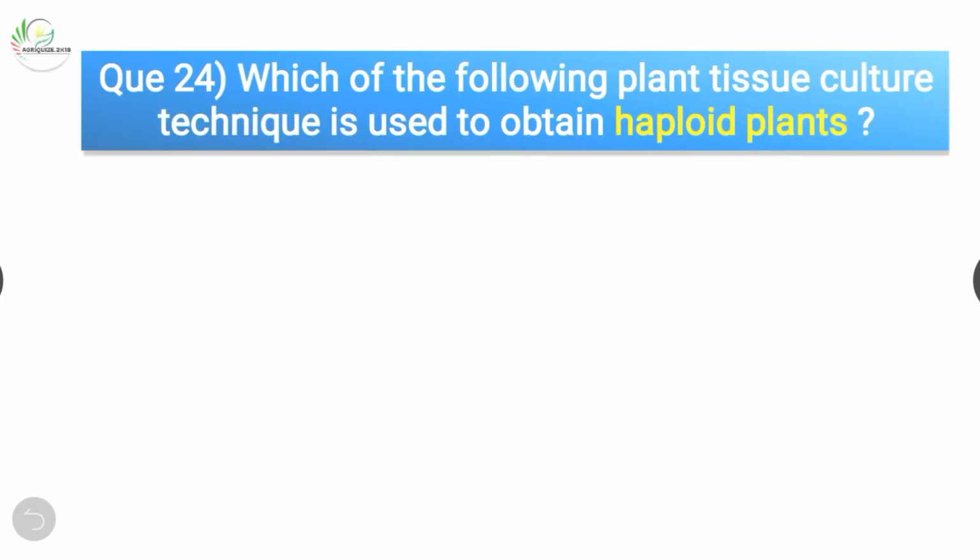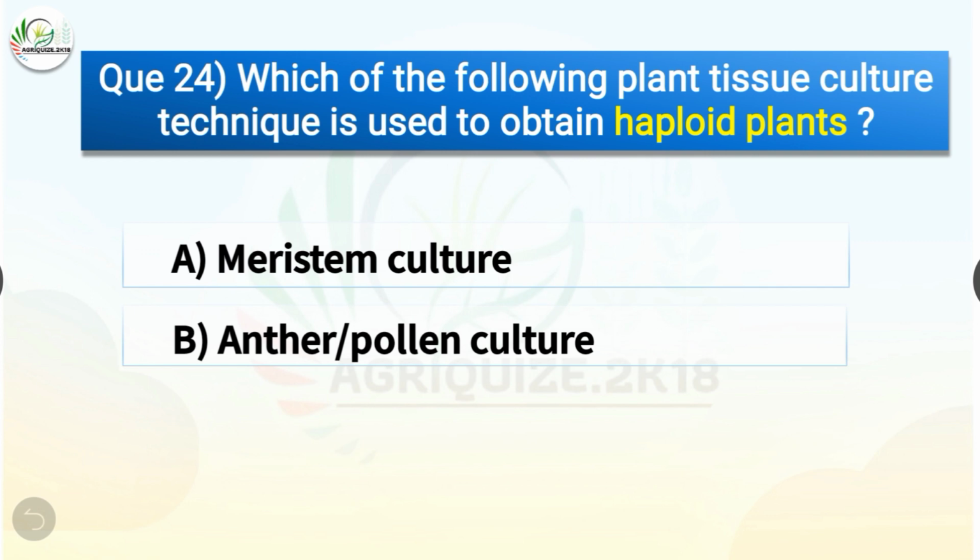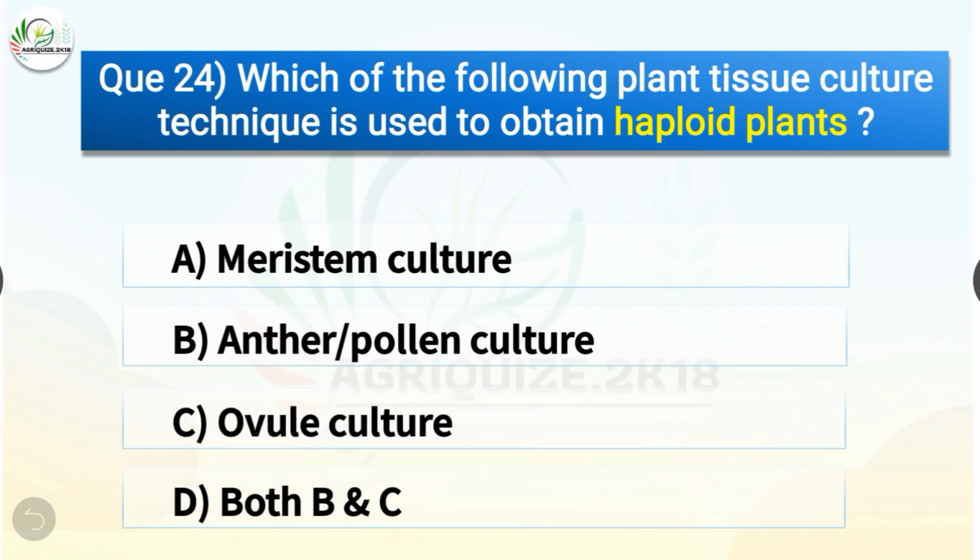Question number 24. Which of the following plant tissue culture technique is used to obtain haploid plants?